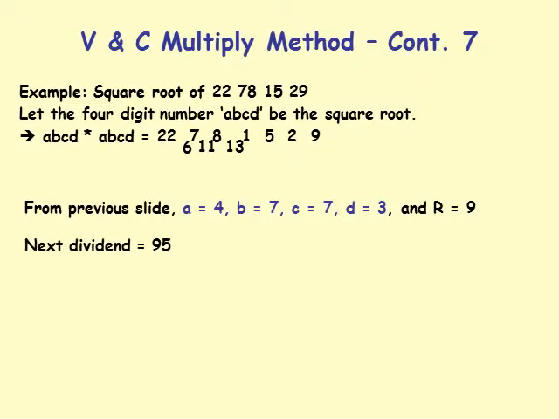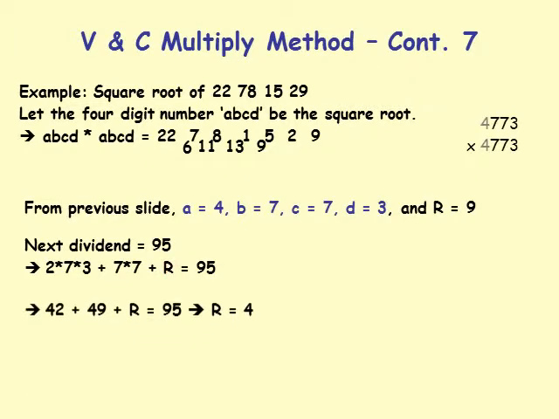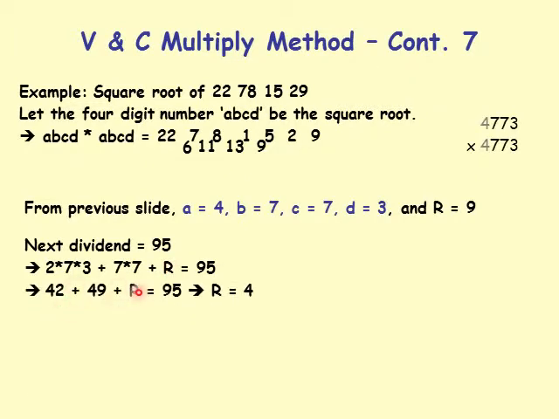Okay, and the next dividend is 95. Let's continue here. And now we have this 4773 times 4773. We use all the digits. We start dropping columns on the left. So that means 7 times 3 plus 7 times 3, that's 2 times 7 times 3, and then 7 times 7 plus r is 95. This part is 42, this is 49, and plus r is 95. That means 42 plus 49 plus r equals 95. That means r is 4.